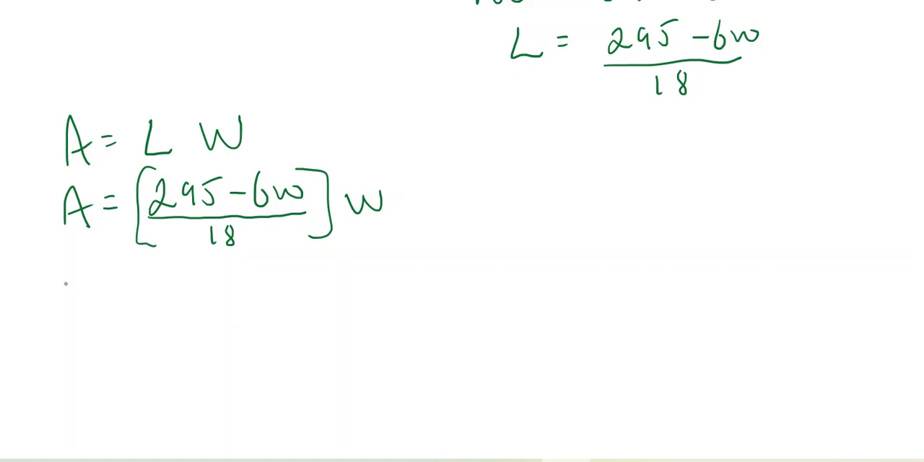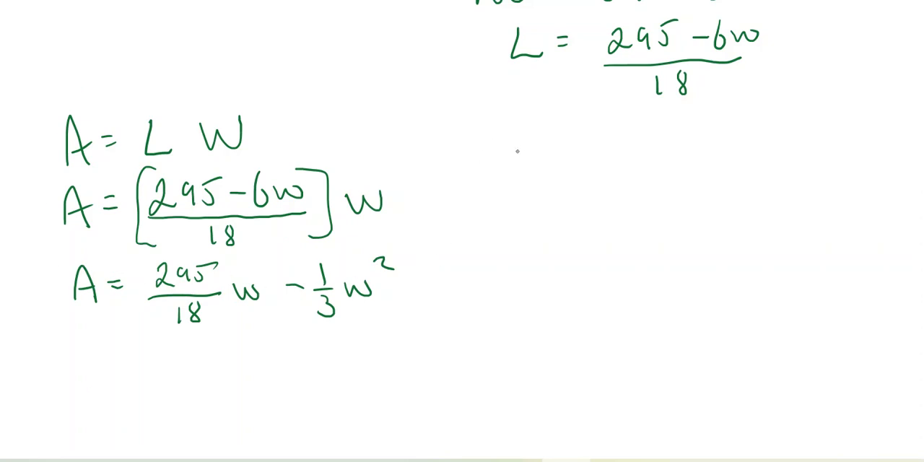And that means that we would rewrite this as 295 divided by 18. I'm just going to leave that as it is because it's going to come out as a decimal and I don't want to round, times W, minus 6 over 18. Well, that's 1/3 W squared. So multiplying by the W, dividing the 6 by the 18, and the 295 by the 18. So this is now my objective function ready to be optimized.